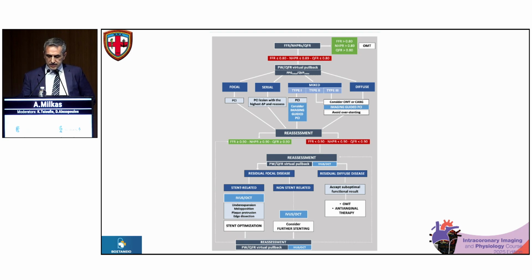I think that in our case, we are focused more on the right part of the algorithm. We see that in patients with diffuse disease, always keep in mind that optimal medical therapy or doing a CABG looks better. And if we decide that the patient refuses these two methods and needs to go for revascularization, of course we have to do an imaging-guided PCI. We have to avoid overstenting, and we have to be ready to see that the values after our result will be suboptimal, and we should be ready to accept these values and after that optimize our medical therapy in the best possible way.